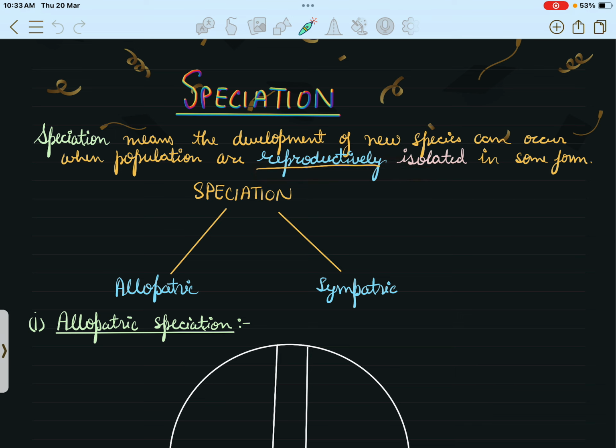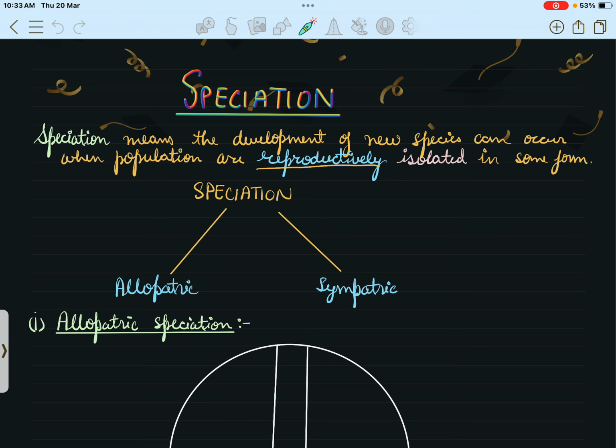Now reproductively isolated का मीनिंग ये बन रहा है कि जस्ट फॉर एग्जांपल एक एरिया है, एक लैंड मैस है, वहाँ पे एक स्पीशीज़ है और वो स्पीशीज़ ट्राई करता है कि इंटरब्रीड करे, बट देर इज सम सॉर्ट ऑफ barrier which is preventing them to interbreed with each other. It can be either a geographical barrier or some other barrier which we are going to discuss in this lecture.